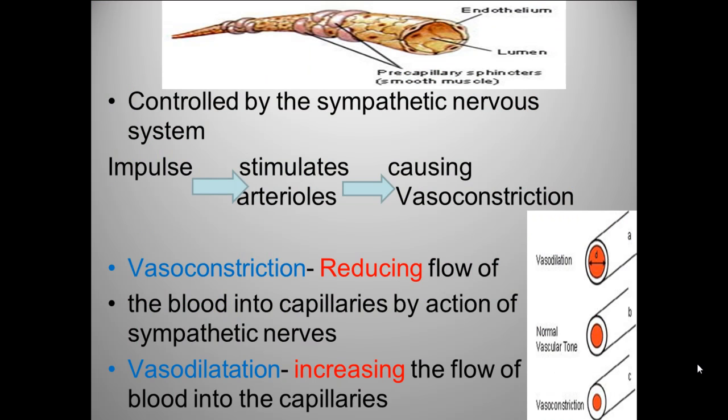The two methods to cause the redirection of blood: one is vasoconstriction, which means to reduce the flow of blood into the capillaries by action of the sympathetic nerves, and vasodilation, increasing the flow of blood into the capillaries. It's specifically the arterioles that contract to cause this, and this is why they have big amounts of smooth muscle material found within the walls of the arterioles.